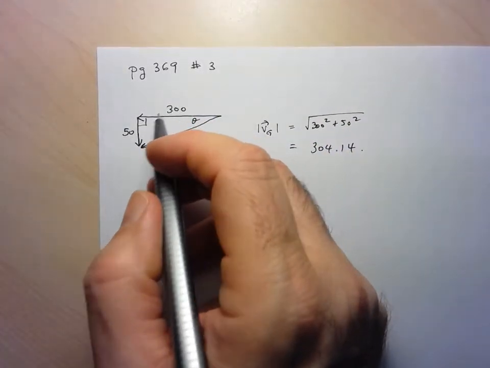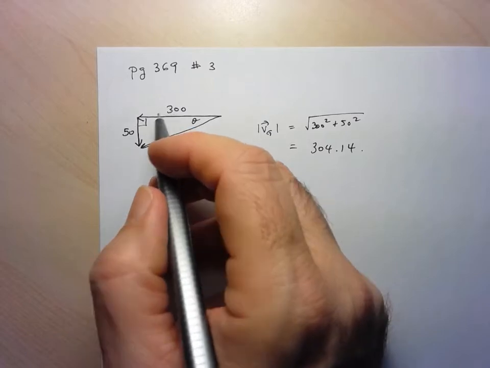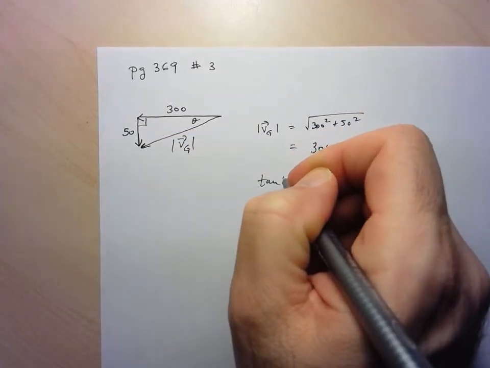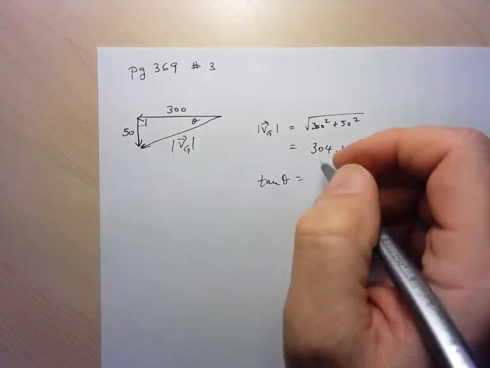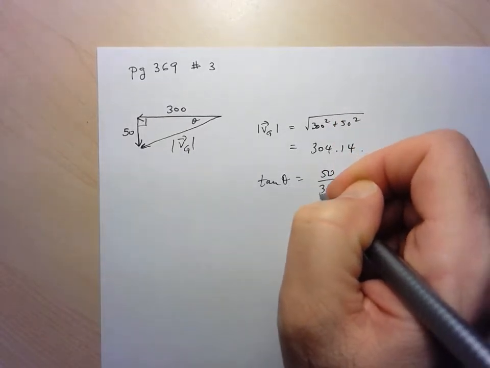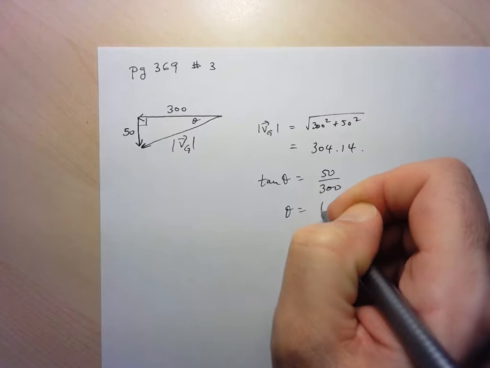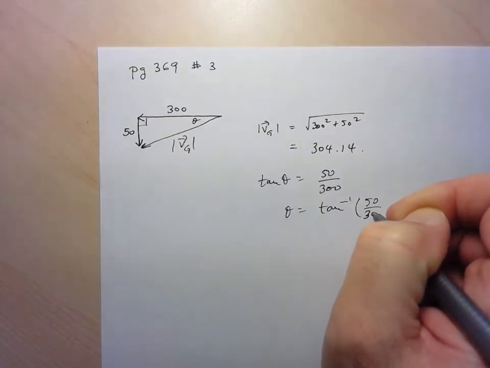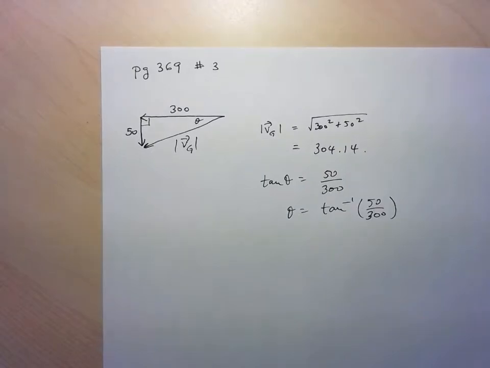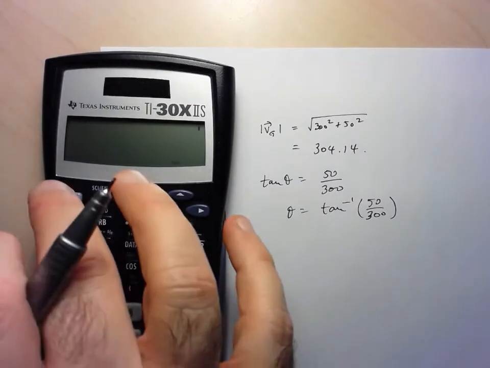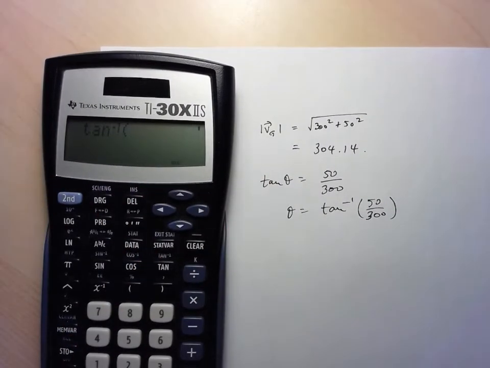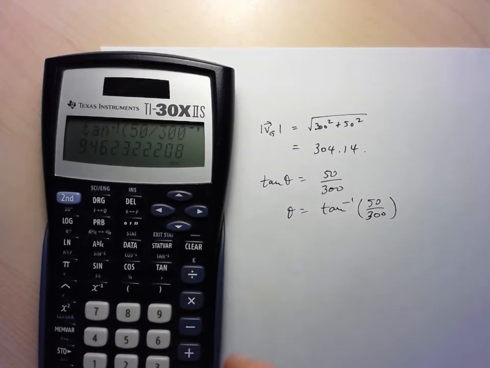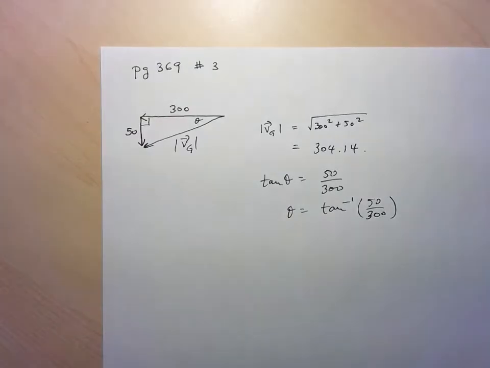In order to find the angle, I'm just going to use tangent here, because I want to use the ones that have exact values to them. So we have tan of theta is equal to 50 over 300, and so theta is just the inverse tan of 50 over 300. Let's calculate that. Inverse tan of 50 divided by 300, and we have 9.46.